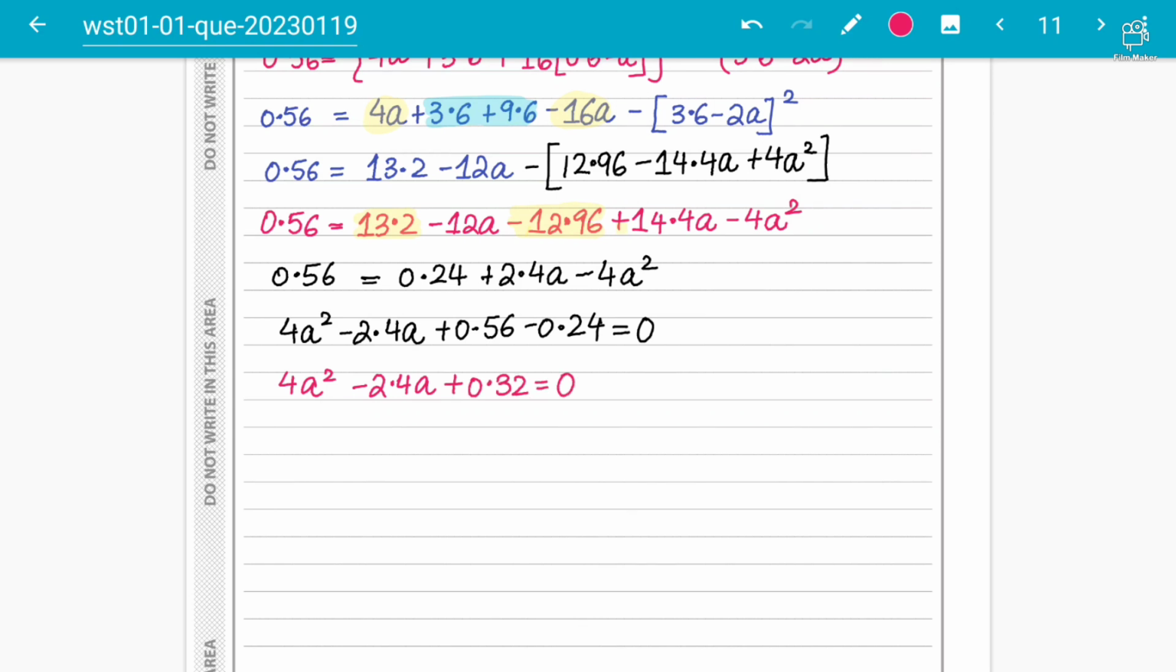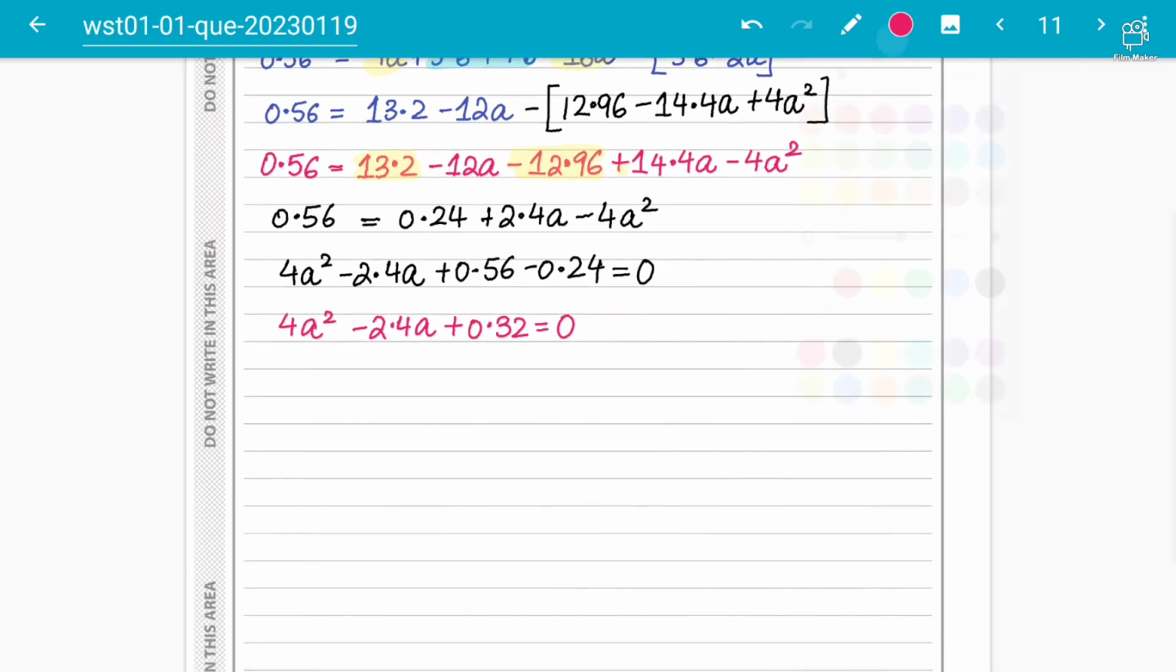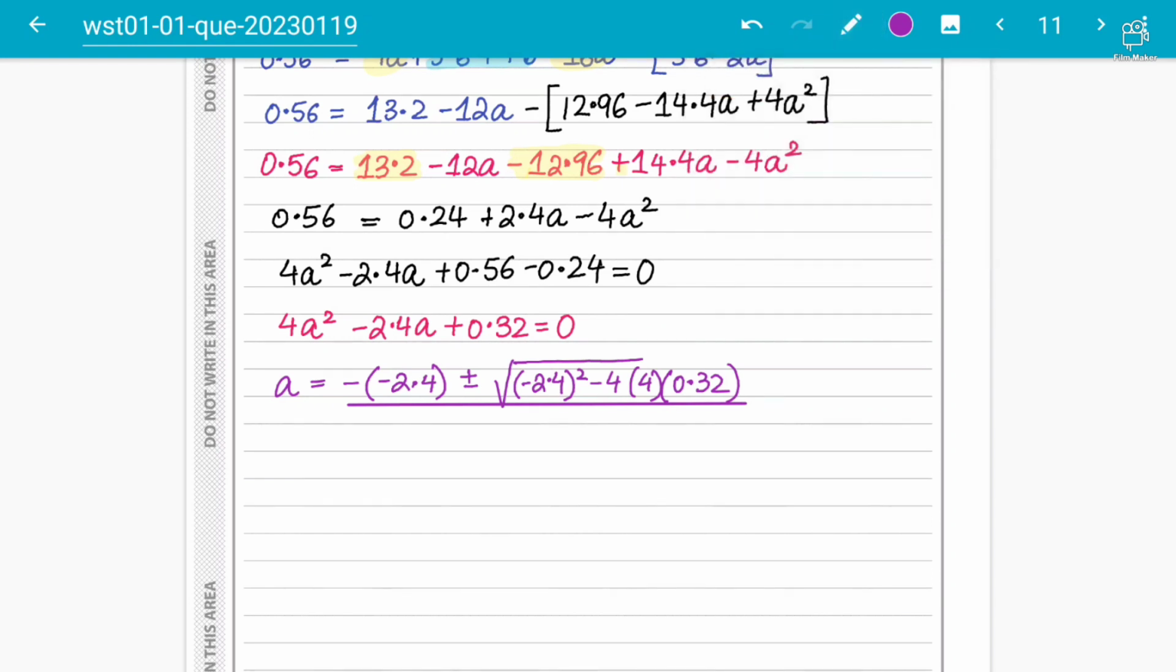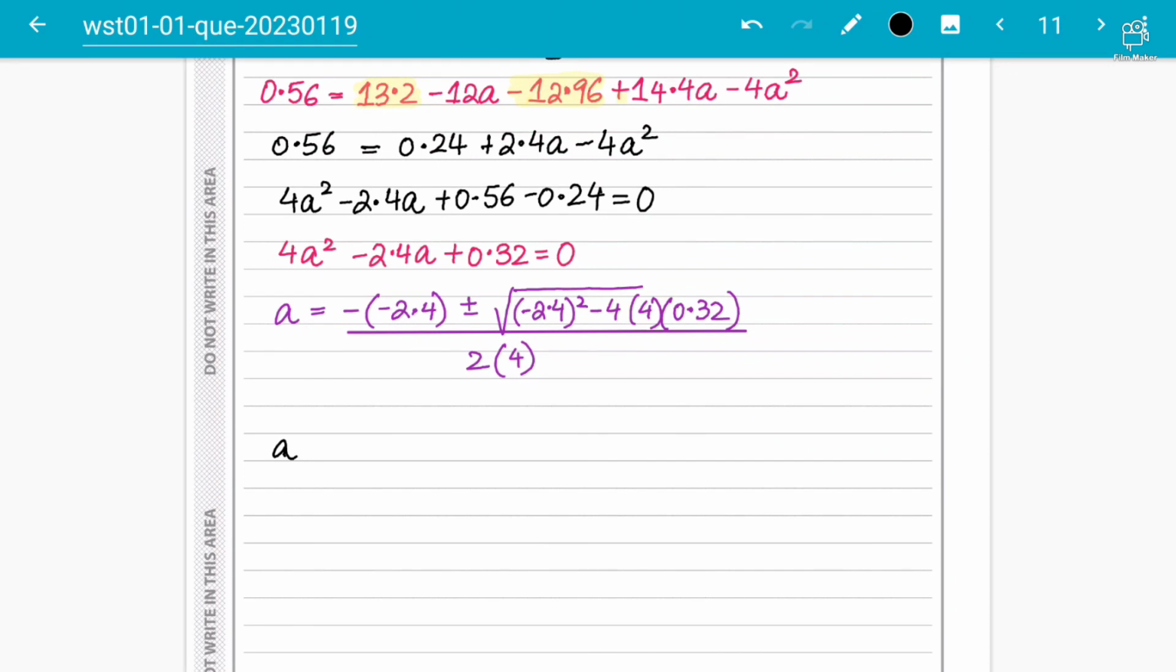So these are the values that I am getting, and now you can apply the quadratic formula to show the examiner what the answer is going to come to. So a equals minus b plus minus the square root of b square minus 4 times a times c, divided by 2 times a, that is 2 4s is 8. So just simplify and solve this in your calculator, and tell the examiner the answer.